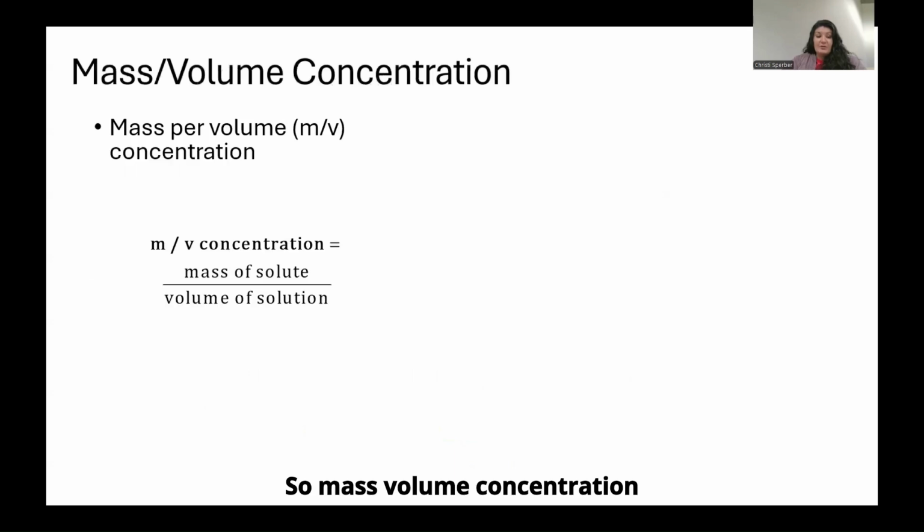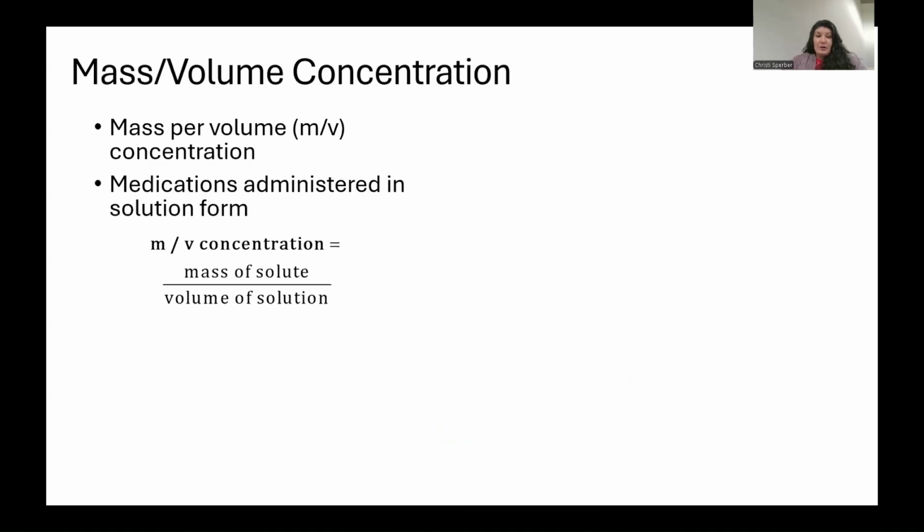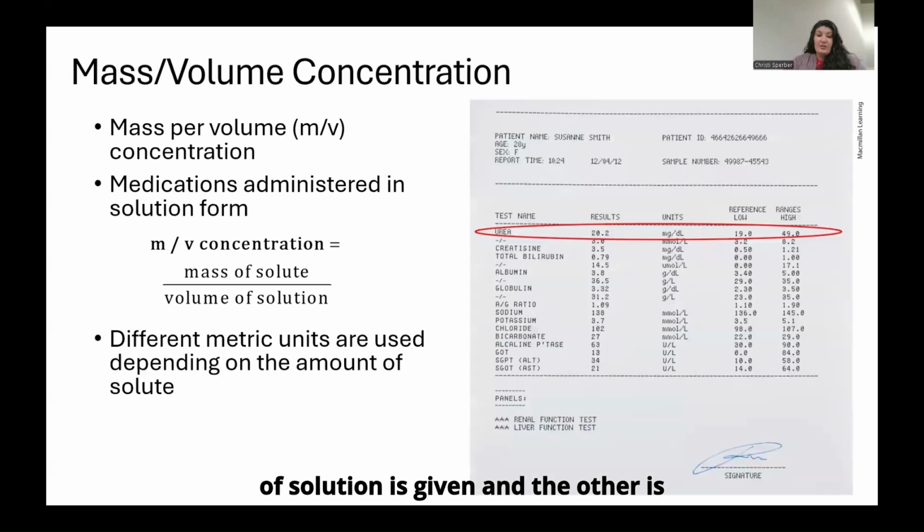So mass volume concentration is the mass per volume. It's the mass of a solute over the volume of the solution. Most medications are administered in solution form, and they're commonly given as mass volume concentrations. Since concentration is a ratio, it can be used as a conversion factor in calculations where the amount of solute or the volume of solution is given and the other is unknown. Different metric units are used depending on the amount of solute needed.